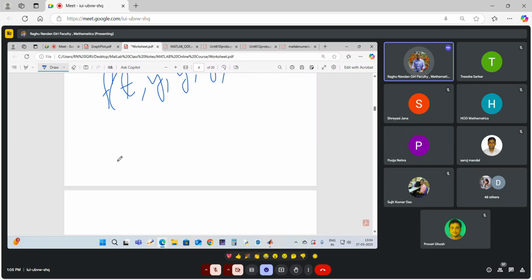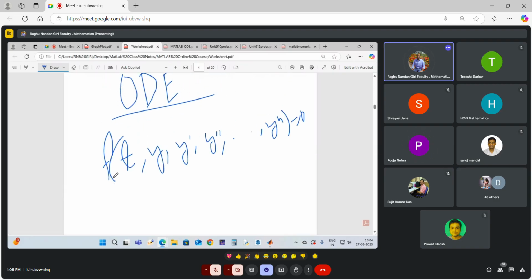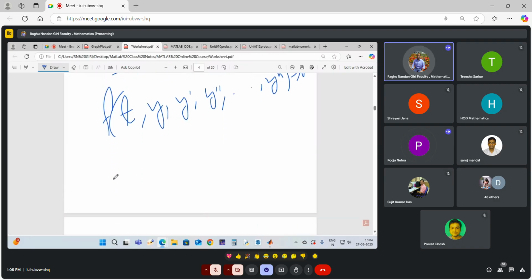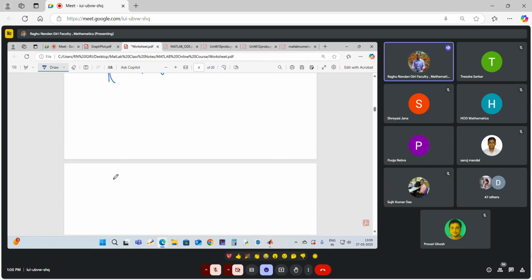But analytically, we cannot solve any ODE. For any ODE, we cannot solve it using an analytic method. We have to apply numerical methods. Also, any order ODE we can transform to a system of first order ODE.